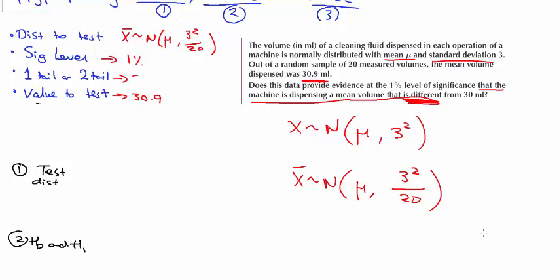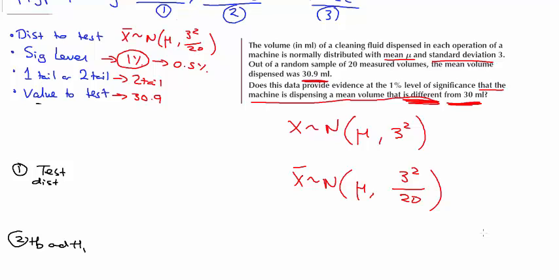So this is when you get your two-tail. So actually what this does to the significance level is it breaks it to 0.5%. I'm going to explain that in a second, but first I just want to do this. Did you notice this last bit? Different than 30 mils. So essentially that's what you're testing against.